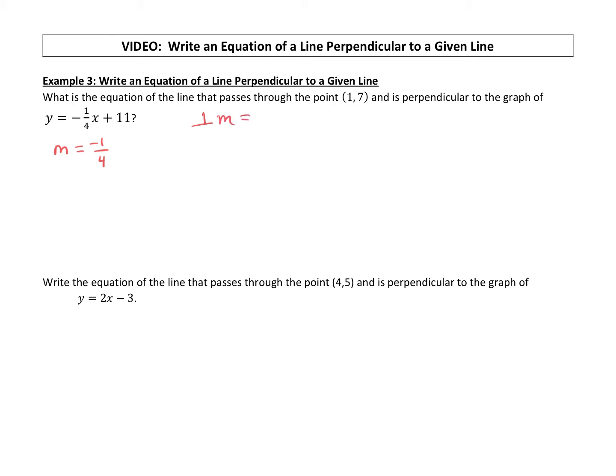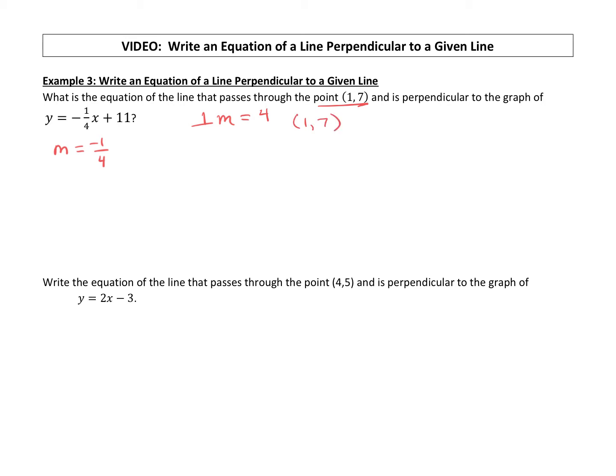So I just use this notation, perpendicular slope. We want the opposite reciprocal of negative 1/4. So if we do the reciprocal, flip your fraction, and change the sign, we get a positive 4/1 or a positive 4. Our line is going to go through the point (1, 7), and now we can write an equation.